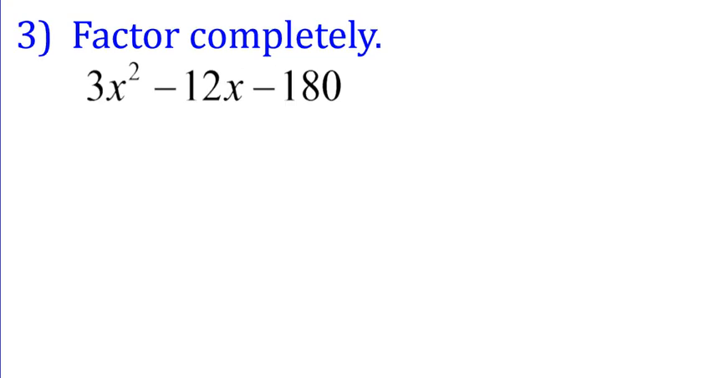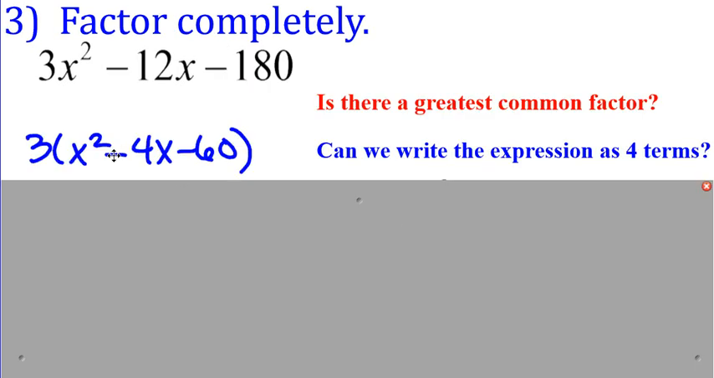Here's a third polynomial, 3x squared minus 12x minus 180. Again, the first question we want to ask ourselves is, does a greatest common factor exist? So again, scanning each term of the polynomial, hopefully we recognize that there is a 3 that we can divide out from each term. In doing so, we'd have x squared minus 4x minus 60 to work with.